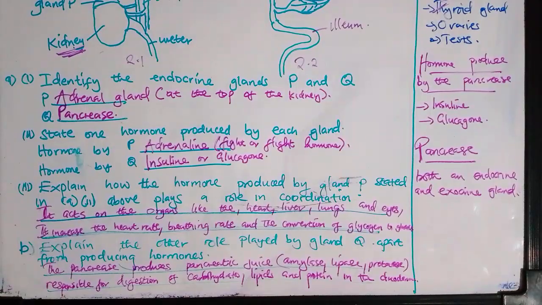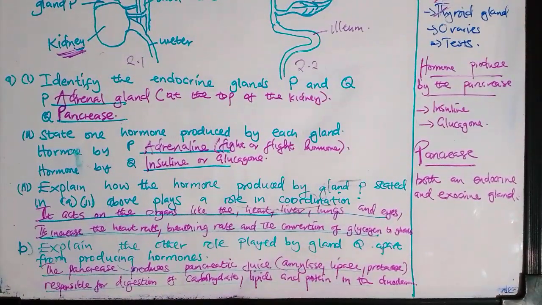Then what does the pancreatic juice contain? Amylase, lipase, and protease. Amylase is responsible for the digestion of carbohydrates, lipase is responsible for the digestion of lipids, and protease is responsible for the digestion of proteins. So this was our first revision question which you can expect on the topic of endocrine. Moving on to our second question.